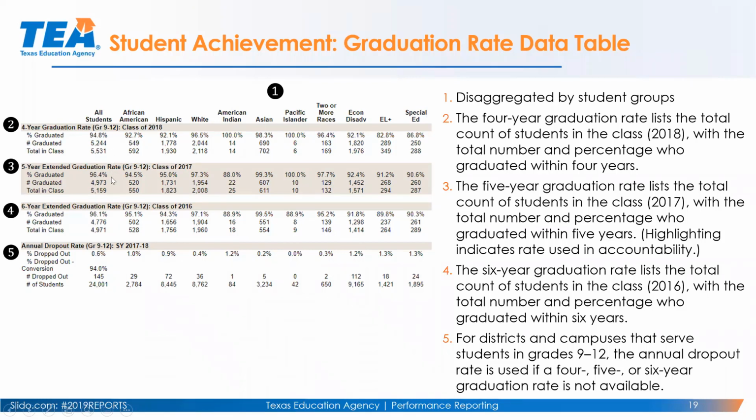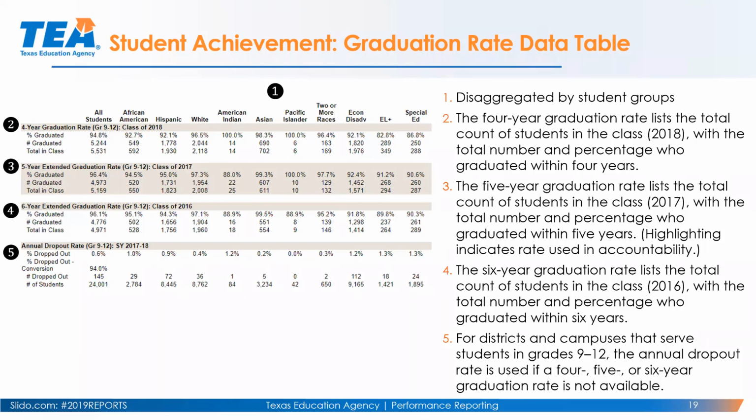For the 5-year, that graduation rate is 96.4, which is the highest rate, even from the 6th year at 96.1. So this is the highest rate for the 4, 5, and 6 year, which is why it is highlighted and used for accountability calculations. Section 5 has data on the annual dropout rate.